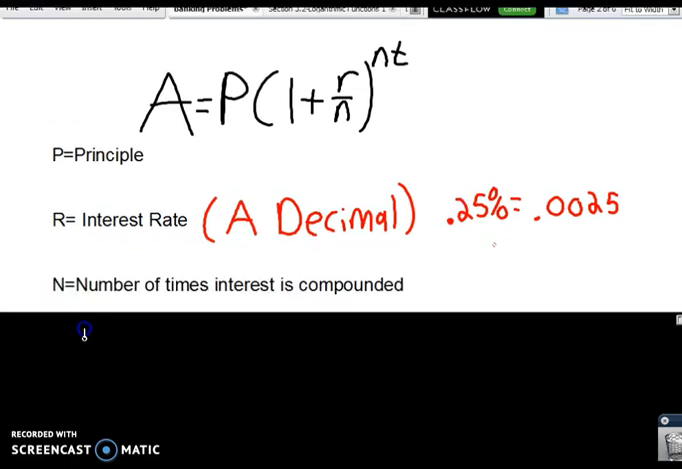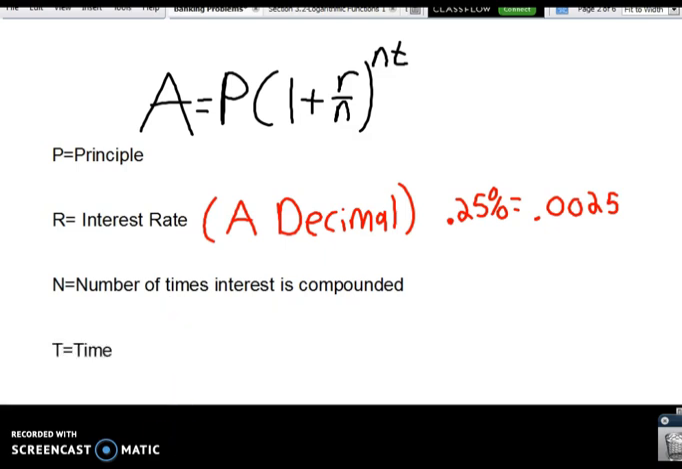And then you have the number of times the interest is compounded. This one's a little tricky. So you have to remember the number of times interest is compounded would be like semi-annually being 2, annually being 1, quarterly being 4, weekly being 52, monthly being 12, things of that nature. That's the number of times you compound interest.